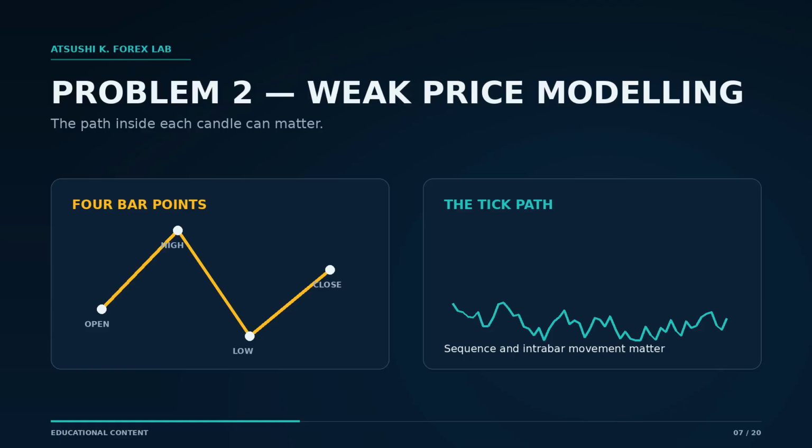Problem number 2 is weak price modeling. This matters especially for scalping, tight stops, pending orders, or any logic that reacts inside a candle. A 1-minute bar contains an open, high, low, and close, but those 4 points do not fully describe every tick or the exact order of movement. A rough modeling mode may be useful for a fast first check. But if the strategy depends on what happened inside the bar, the final test needs more detailed price data.